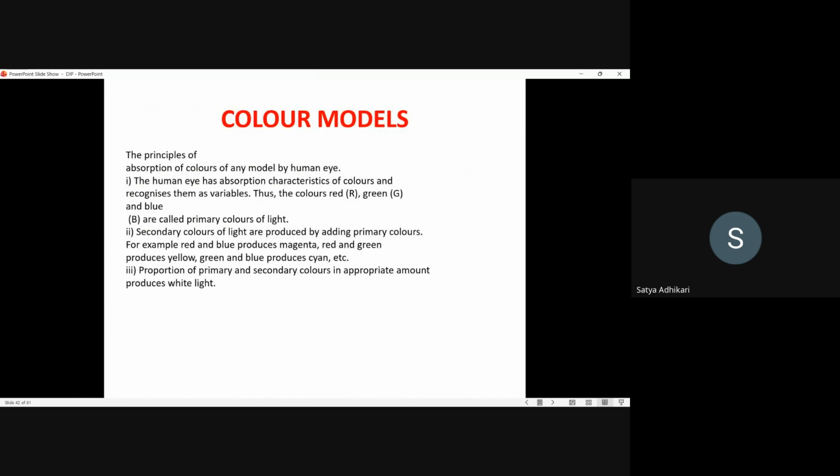Color models. There are some color models used. You may have heard about the RGB model and the CMY model. The principle of absorption of color by the human eye is known as a color model. The human eye has absorption characteristics of color and recognizes them as variables. Thus, the colors red, green, and blue are called the primary colors of light. We have already discussed this. The secondary colors of light are produced by adding primary colors. For example, red and blue produce magenta, red and green produce yellow, and green and blue produce cyan. So a proportion of primary and secondary colors in appropriate amounts produces white light.